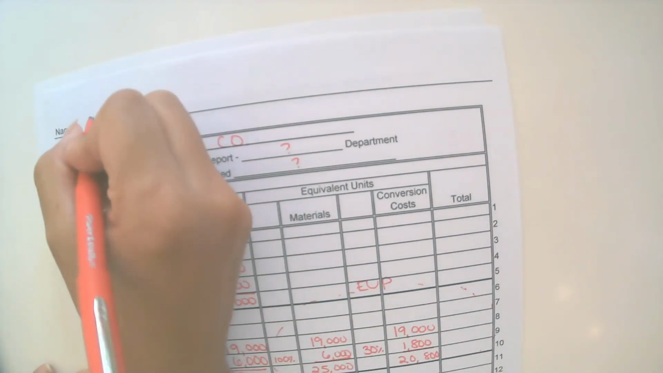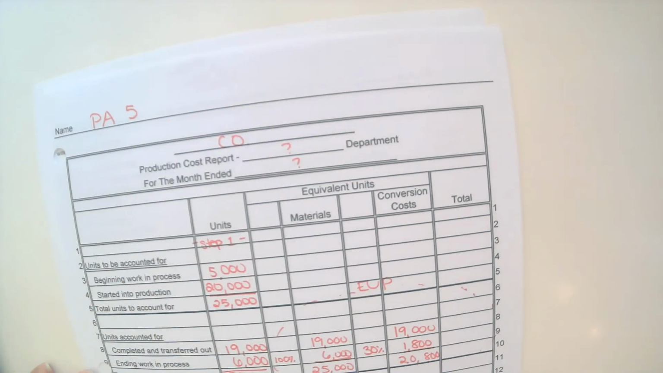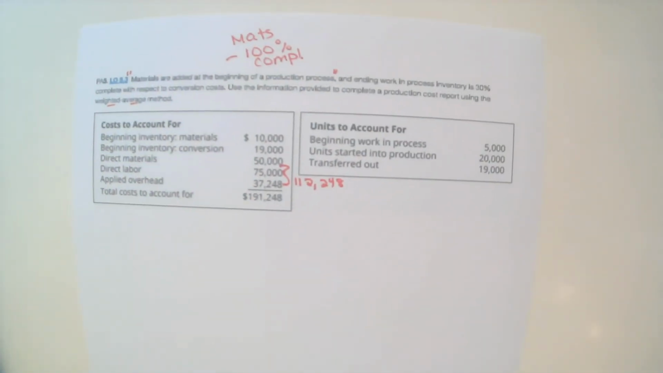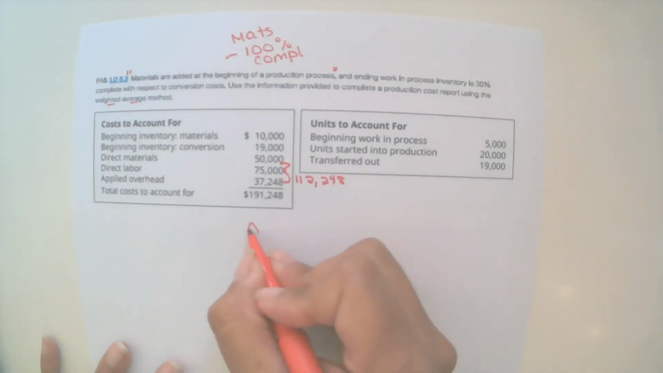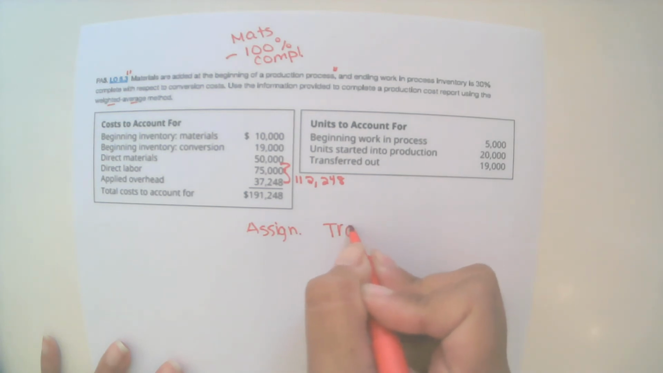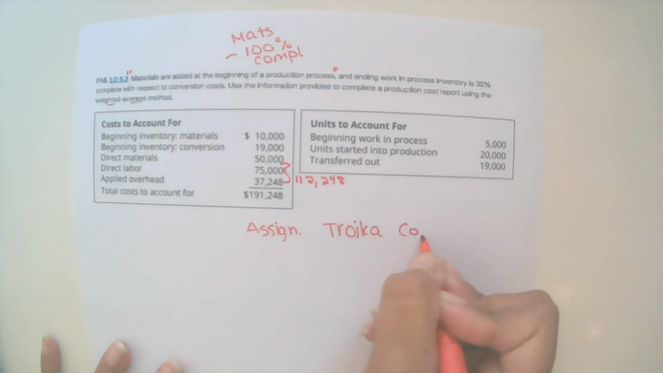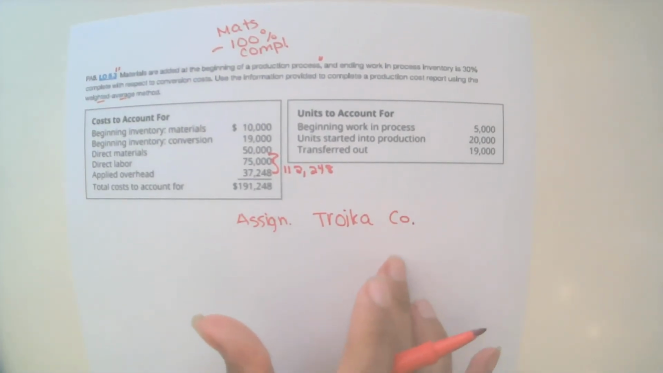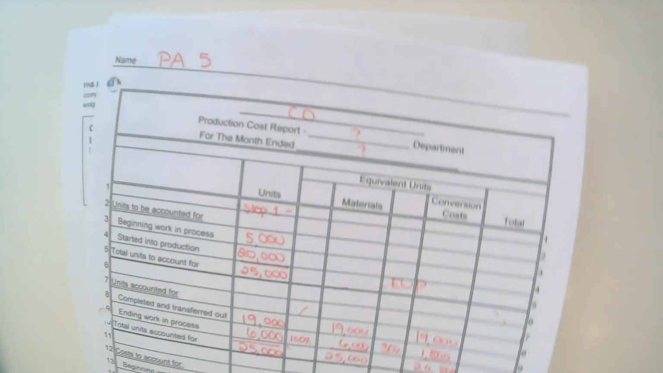This was PA5 at the end of the chapter, just so you can see it one more time when you get information, how to put it into the production cost report. This is also similar to the assignment that you're gonna do that's due Friday for Ch5 company. Okay, so if you struggle with that assignment, feel free to refer back to this example.